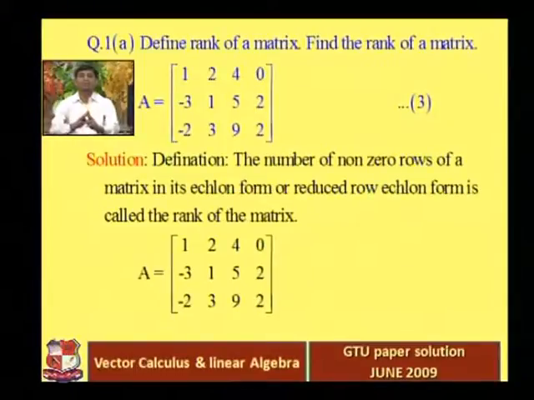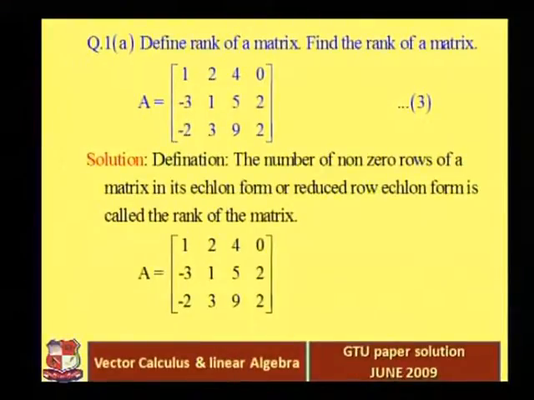So there are a total of 5 conditions. If the first 3 conditions are satisfied, then we can say that our matrix is in row echelon form. And if the other 2 conditions which I explained are also satisfied, that means a total of 5 conditions are satisfied, then we can say that our matrix is in reduced row echelon form, okay. So now you can understand the meaning of row echelon form or reduced row echelon form.